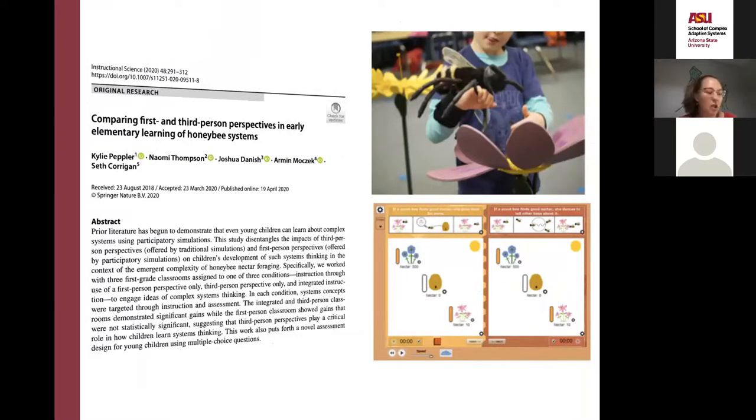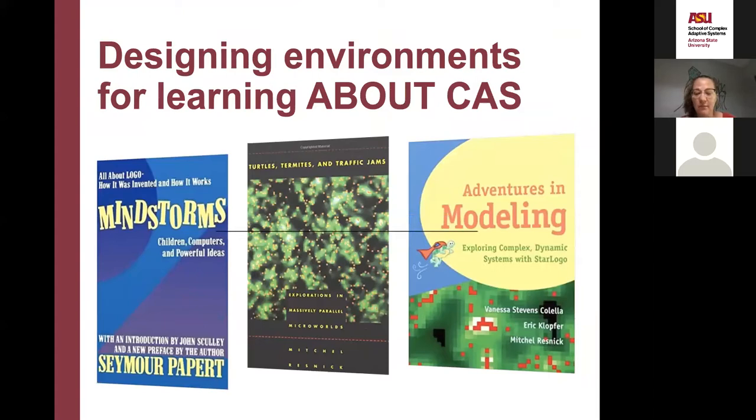Joshua Danish and his colleagues have also looked at structure, behaviors, and functions theory to support learners, and in their case, looking at very young learners, first graders, kindergartners, and they've gone on to show that third-person perspectives, for instance, using agent-based modeling, can be more efficacious for learning about complex systems than first-person perspectives, even for these young learners. Of course, all of this work owes a great deal to earlier pioneers who were building learning environments to tune young people's intuitions about complex systems, such as Papert, Resnick, and Stevens Colella.